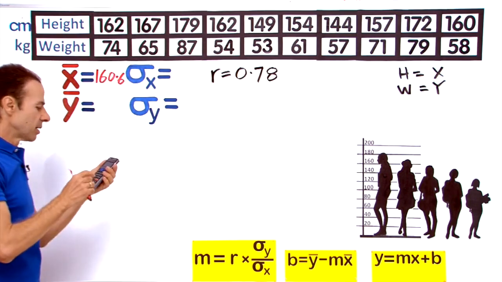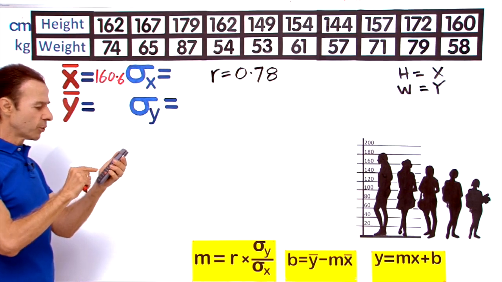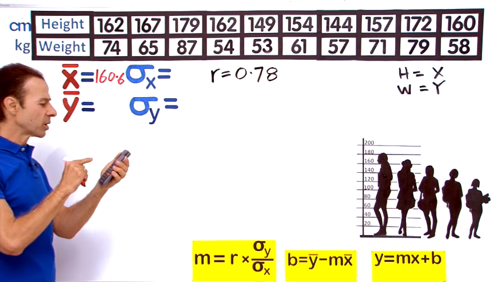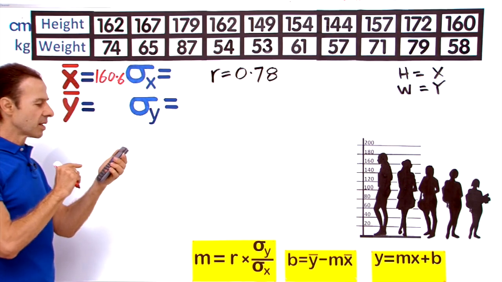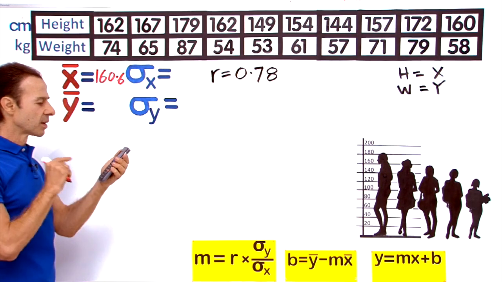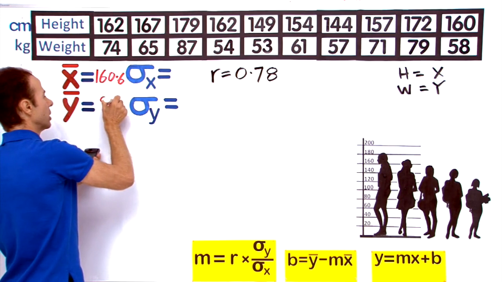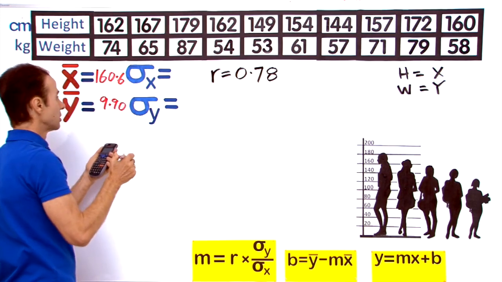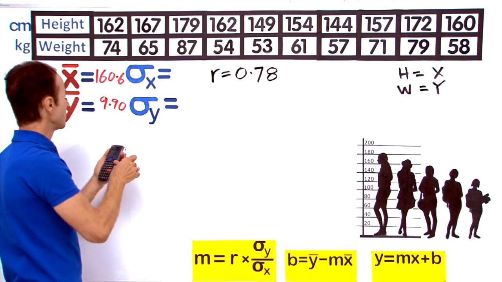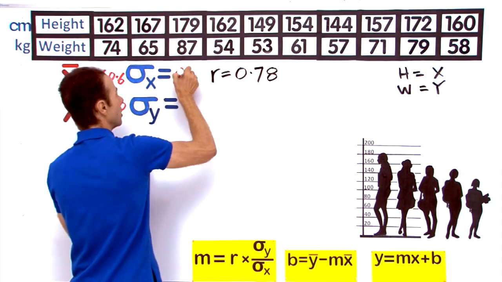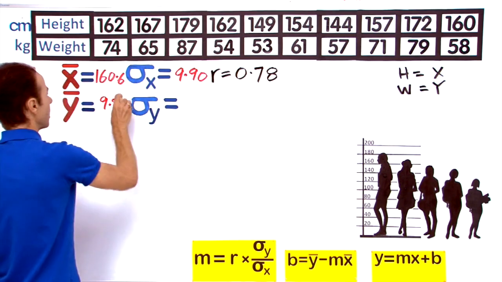160.6. Okay, now we press AC and clear it, and then go Shift 1 and then 4 again for variance. And this time we're looking for the standard deviation for x, number 3. Sigma x 3, okay, press 3 and then equals. That's 9.90 to 2 decimal places. Okay, let's go over to the 9.90 right there. That's the standard deviation we just worked out.